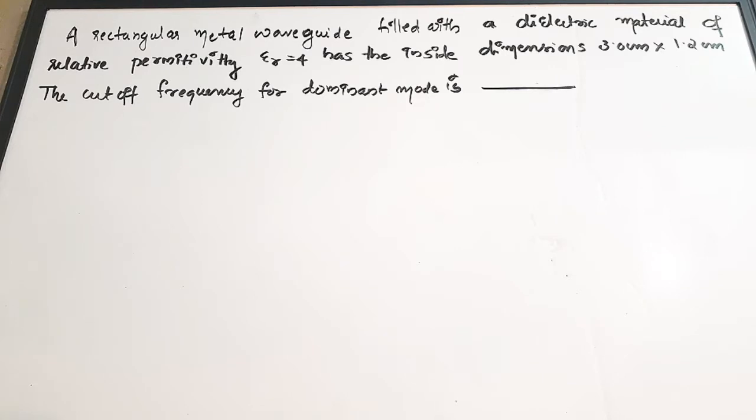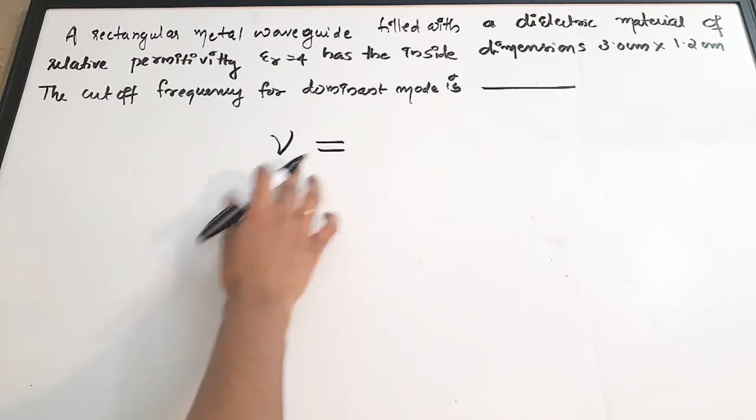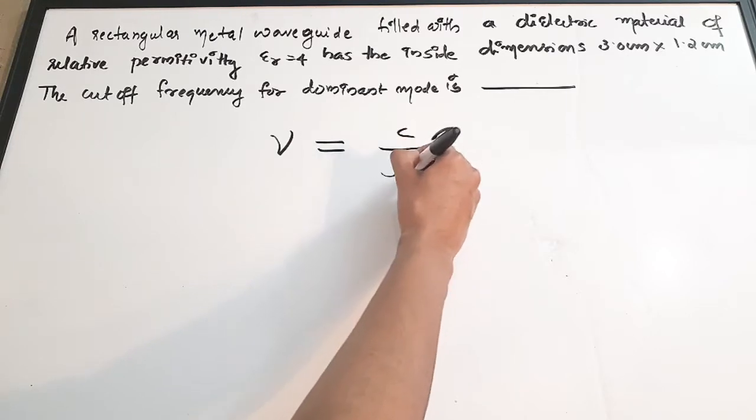The cutoff frequency for dominant mode is dash. So we have to find what is the cutoff frequency for the dominant mode. Now the dominant mode will have the minimum cutoff frequency. Since this rectangular waveguide is filled with a dielectric material, first we need to find the speed of the wave within that waveguide. So for that we will find the speed or velocity V is equal to C by square root of epsilon r.